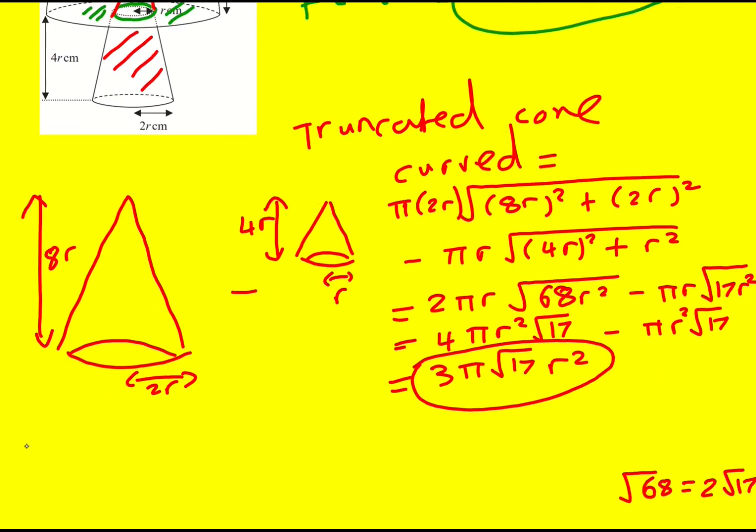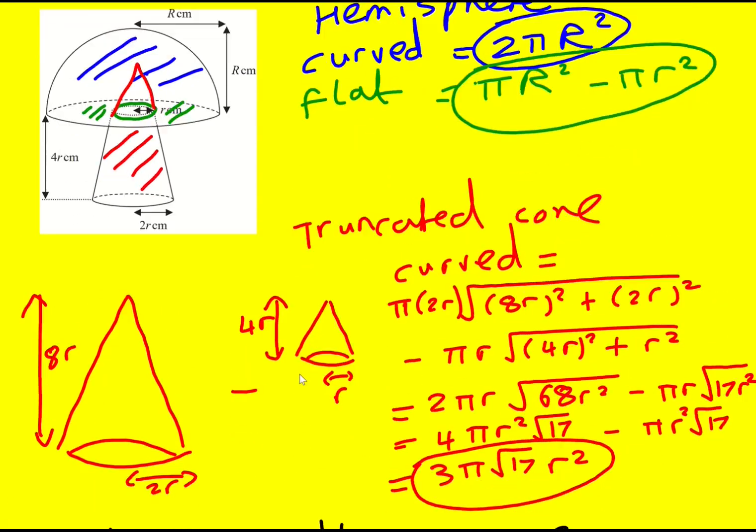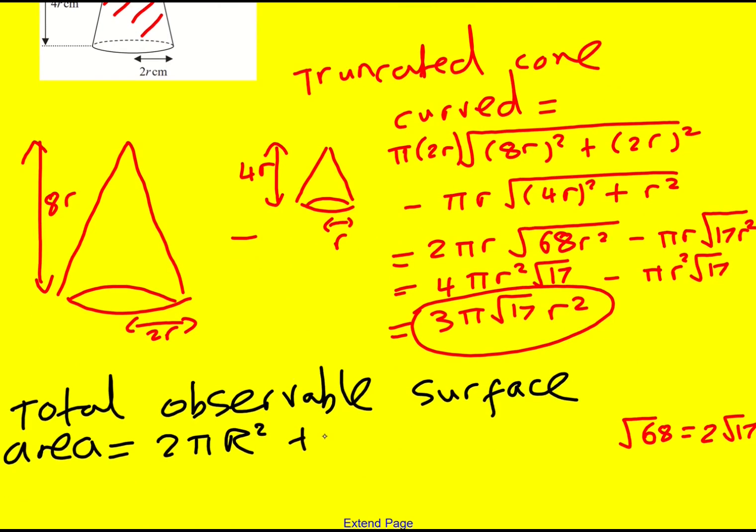So the total observable surface area is 2 pi r squared. That was from the curved part of the hemisphere, plus pi capital R squared. That was from the flat part, but then we need to minus pi r squared there. And finally add 3 pi root 17 r squared on.